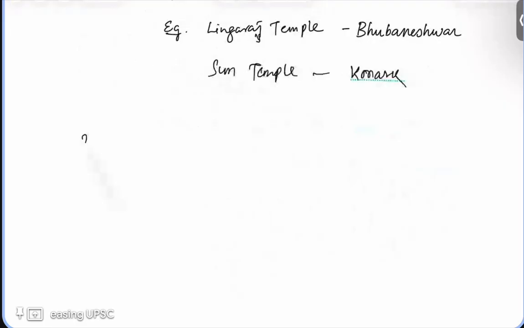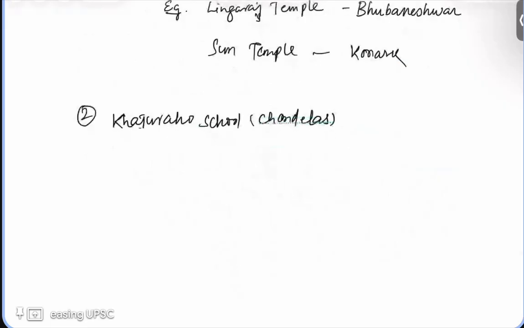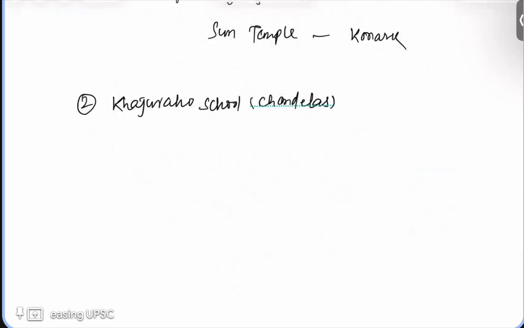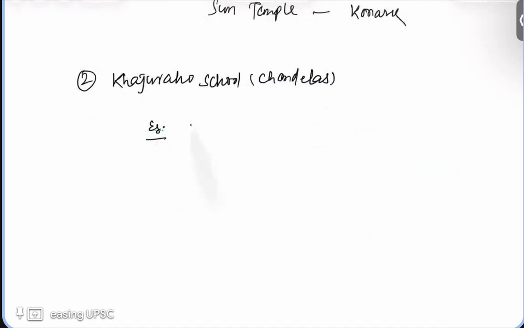Next subtype is Khajuraho school, Chandelas, known for erotic sculptures and the use of sandstone. Both the interior and exterior are lavishly decorated. Example, Kandariya Mahadev temple.